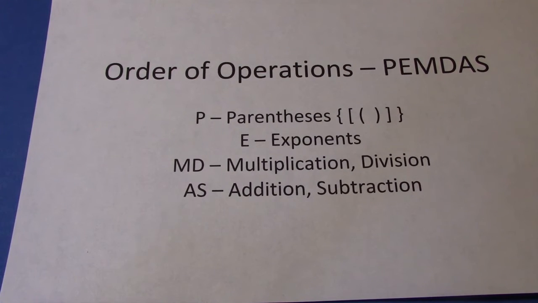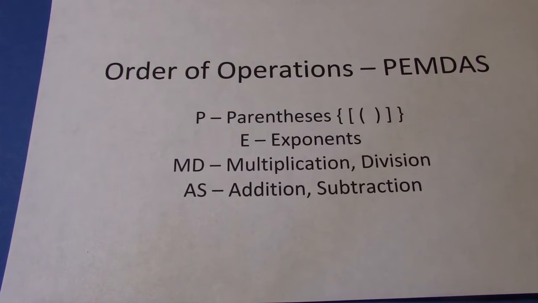And PEMDAS stands for P, that's parentheses, and there can be several different kinds. The curly ones, the more square bracket ones, and the real fancy curly ones. E stands for exponents. MD is multiplication and division. AS is addition and subtraction.